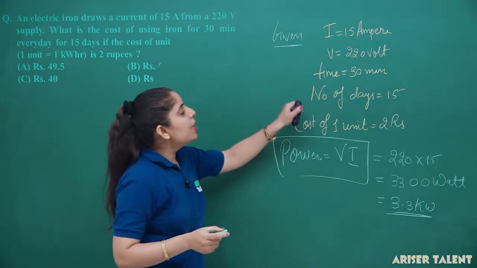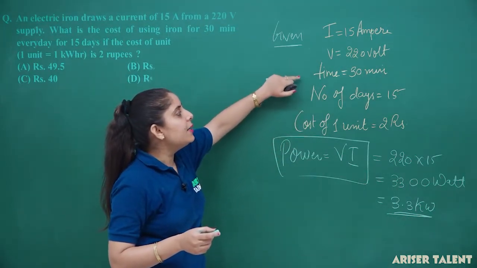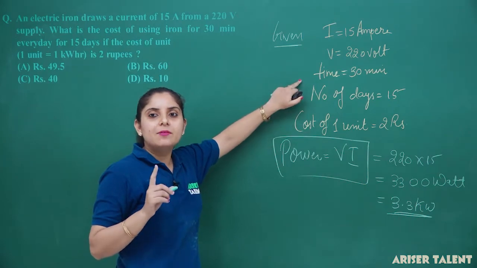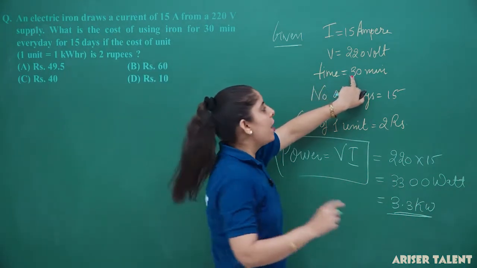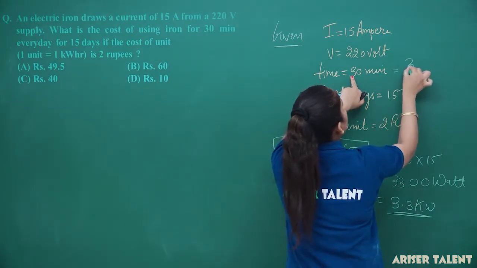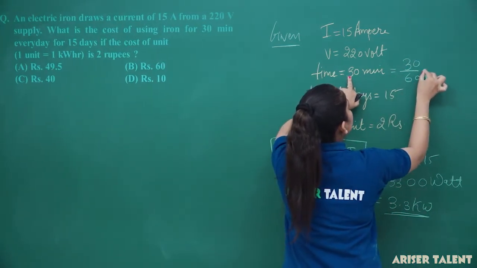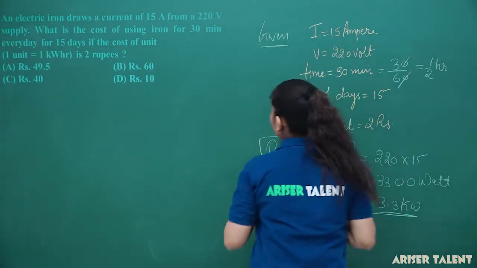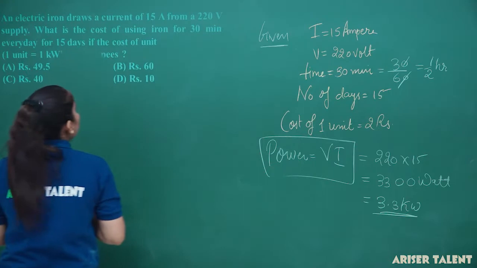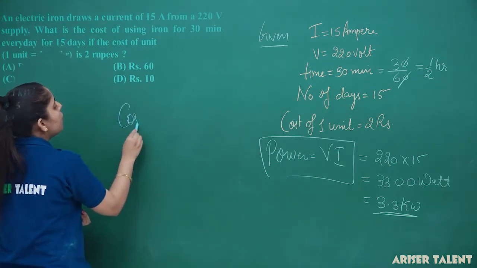Now you are using your iron for 30 minutes for the number of days equal to 15. So this time must be converted into hour. So minute will be converted into hour by dividing it by 60. So I am getting here 1 by 2 hour. Now you have to determine the cost of using iron.